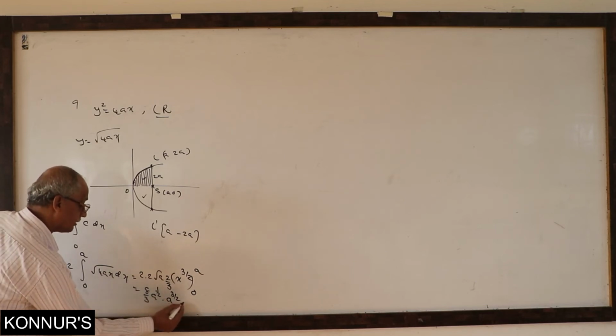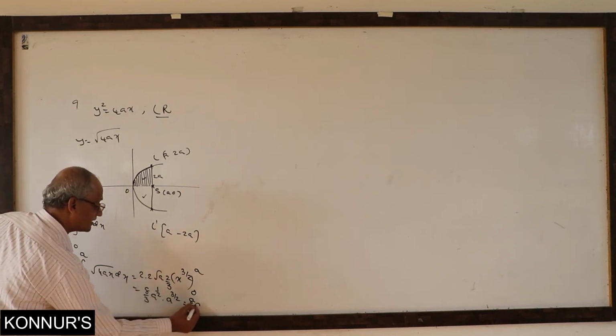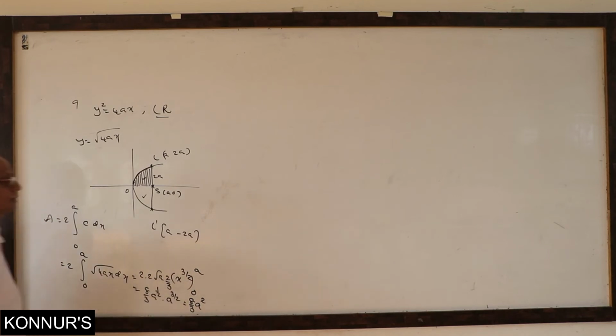This value is a square. The final answer is 8 by 3 a square. This is the answer for this part, plus this part, and we got the total. Double, we already wrote.